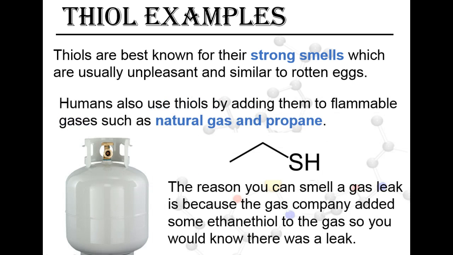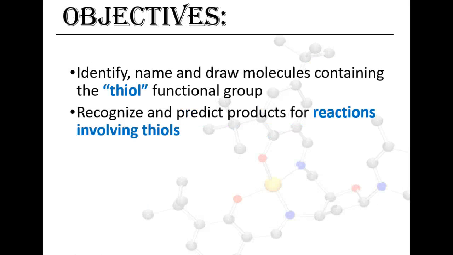Humans also use thiols by adding them to flammable gases such as natural gas and propane. If you've ever smelled these things, they have a definite odor and it's not very pleasant. The reason we do this is because if there's ever a gas leak, people need to know if there's a gas leak. So by adding a small amount of thiols, you can be aware of the leak and get it taken care of before it causes any damage.